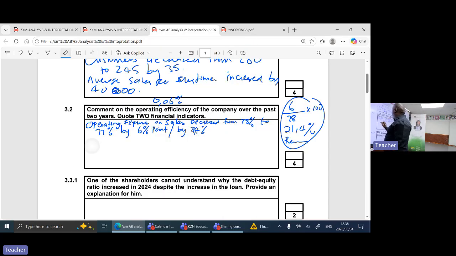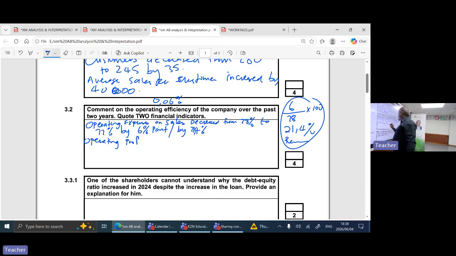Right. So operating profit on sales, so operating profits on sales. Ngicela ubuze laphayana kuMr. Mdletshe, type your answer on question. Don't understand what I am saying.